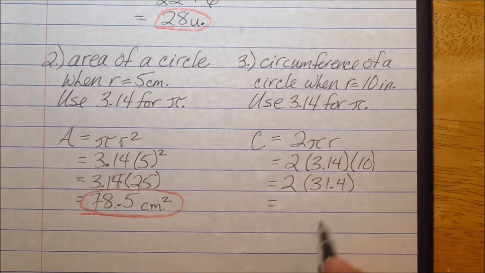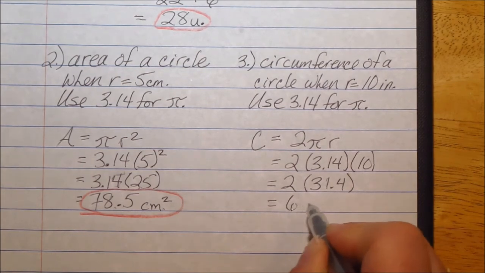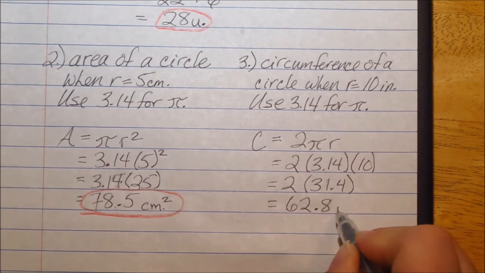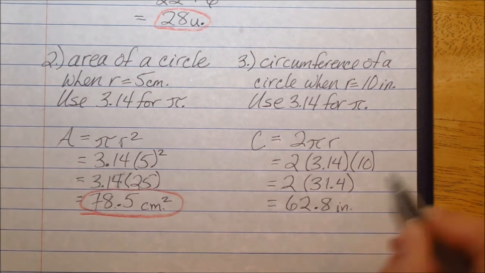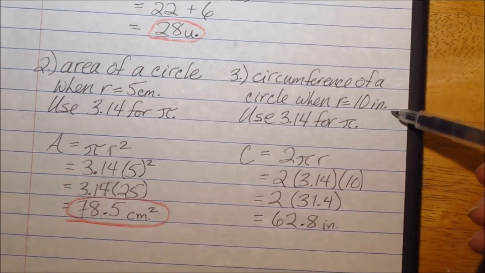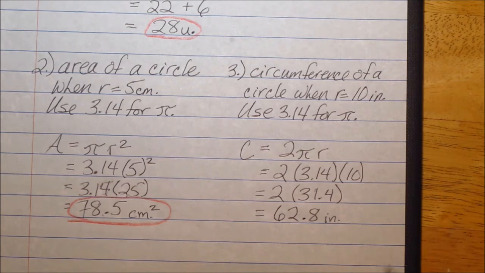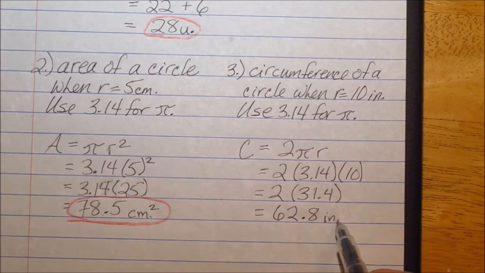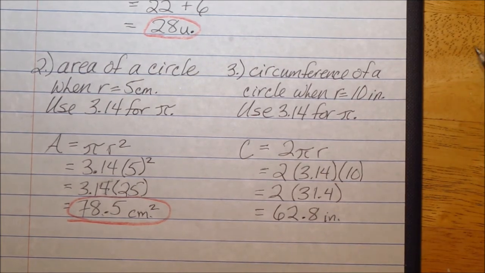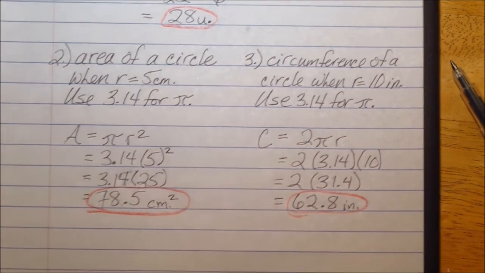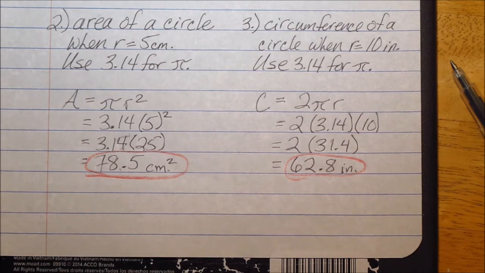Now we multiply the 2 times 31 4/10, and you get 62 8/10 inches. They told us that the radius is 10 inches, so we're measuring in inches, and circumference, just like perimeter, isn't squared, isn't cubed, it's just inches. All right, so that is our answer on that one. All right, that's how those are worked.